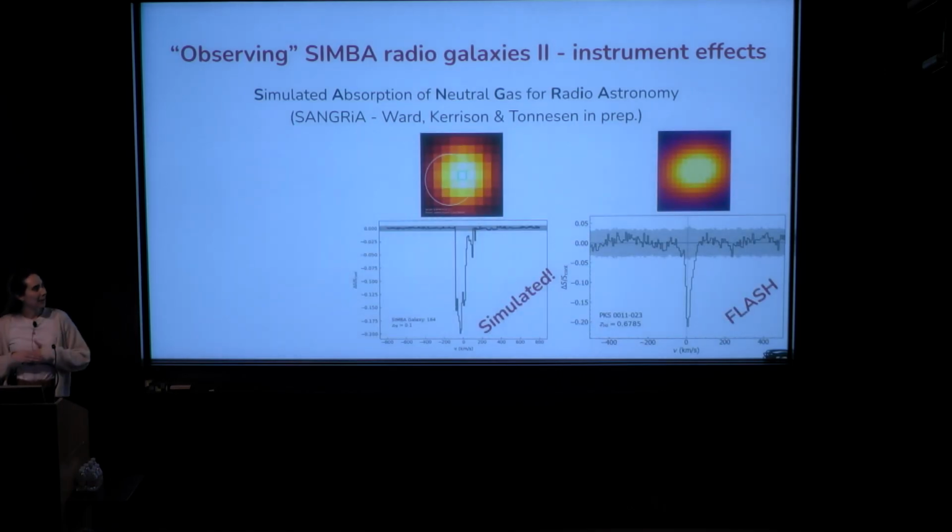So to give you a comparison, our data on the left of the slide here is what we get from SIMBA galaxies with Sangria, and on the right is some real data that we get from the FLASH survey. So it looks pretty convincing to me. As an observer, I would trust that data on the left.